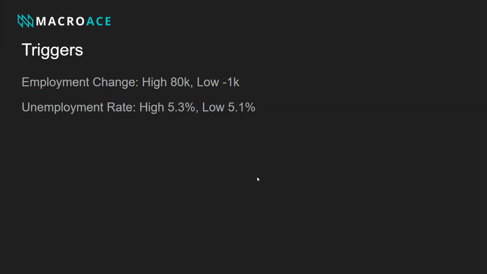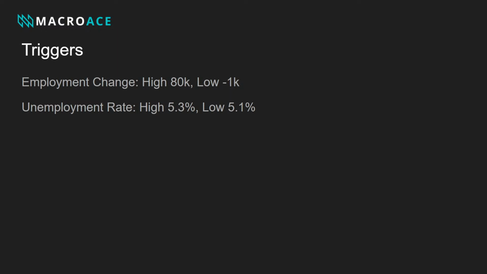So the employment change then, the high and low estimates that we've got to be aware of. Highest estimate according to economists, they're looking for 80k with a low of minus 1k. So if we're looking at today's Canadian employment change data, the median forecast is 27.5k. So that's about 50k deviation that they're looking for on the high estimate, and then the low estimate of minus 1k. So about 28k deviation on the low side for the employment change.